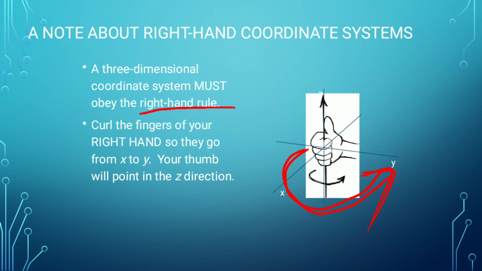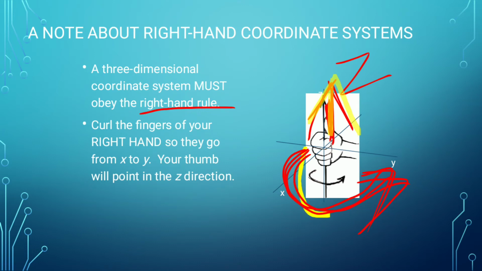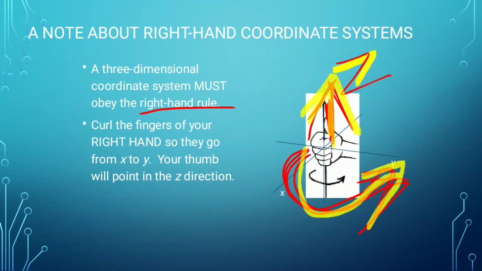I am just folding the fingers of my right hand and keeping it in the form of a thumbs up symbol. So my fingers are folding in this direction, that is from X to Y. So this thumb will point in the Z direction. Now see how the X axis is moving towards the Y axis, and this thumbs up symbol represents the Z axis.